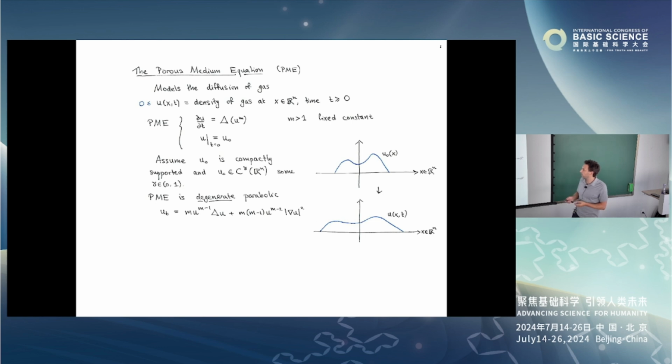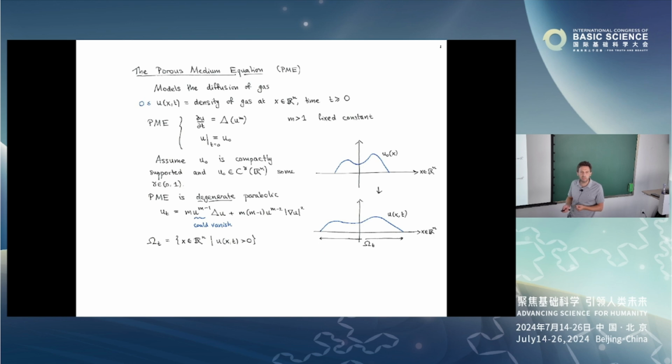Now, the porous medium equation is a degenerate parabolic equation. If you write out what it is, the Laplacian of u to the m has two terms. You get m u to the m minus 1 times the Laplacian of u, plus this first order term, m(m minus 1) u to the m minus 2 times the gradient of u squared. And what you notice is that when you're on the boundary of this set, where u is 0, the principal term on the right-hand side involving the Laplacian is going to vanish. You have a u to the m minus 1, but this u is going to vanish. And that's what makes this degenerate, and that's what makes this equation so interesting.